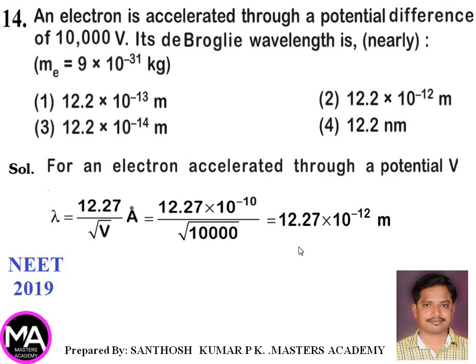Square root of 10,000 is 100. 100 when it comes to numerator becomes 10 raised to minus 2. So 10 raised to minus 10 minus 2 is minus 12. 12.27 into 10 raised to minus 12 meter. So it is approximately equal to 12.2 into 10 raised to minus 12 meter.